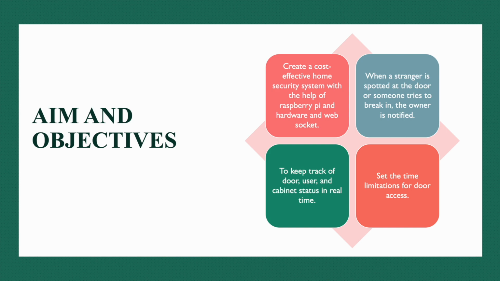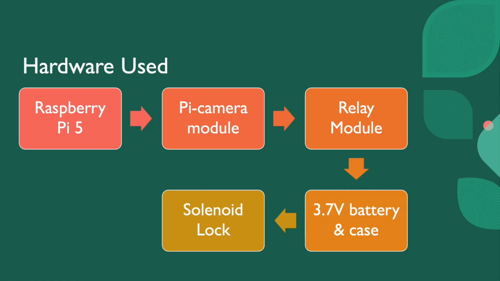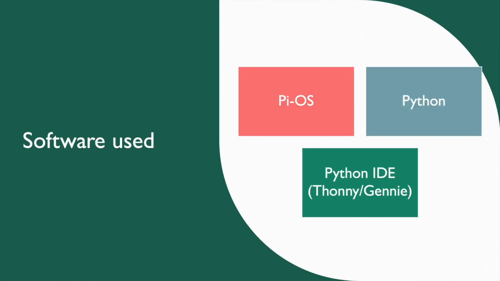Furthermore, what hardware is used? The hardware we have used is a Raspberry Pi 5, the Pi camera module, the relay module for providing a signal, and the 3.7 battery holder and battery case which is connected to the relay and solenoid lock. What software is used? The software we have used is Raspberry Pi OS, the 64-bit version, and we have used Python and the Python IDE, which is Thonny.